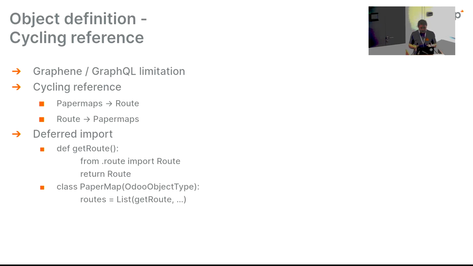This is a limitation with Graphene and GraphQL implementation. So for instance, you have an object that links to another and the other links in the other direction. In such case, you will want to use a deferred import of the other files. Otherwise, you have a chicken and egg issue. Which one comes first? Well, we all know the egg is first, but that's it.